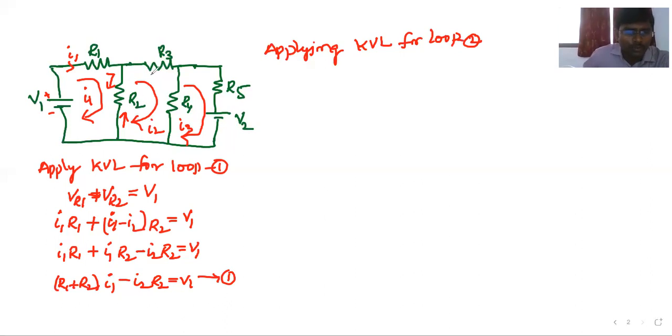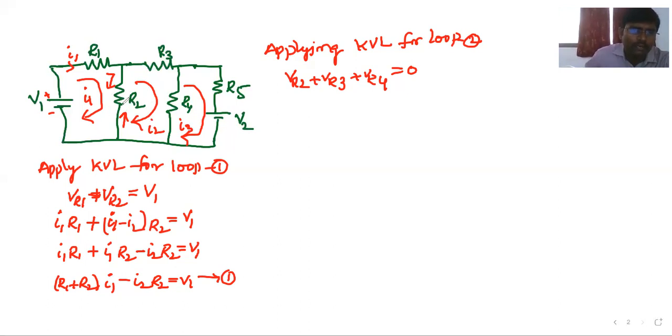Okay, so in loop 2, there is no source at all, but there are three resistances R2, R3, R4. Therefore VR2 plus VR3 plus VR4 is equal to 0. So what is VR2? I into R2. What is I? Here I is the current flowing through R2. Again, I1 is flowing downwards, I2 is flowing upwards. But now we are writing the loop equation for the second loop.